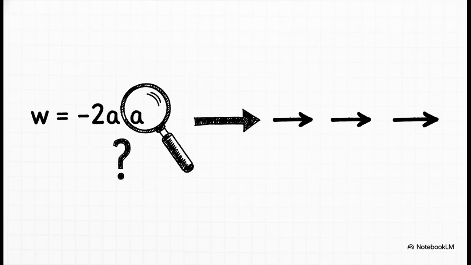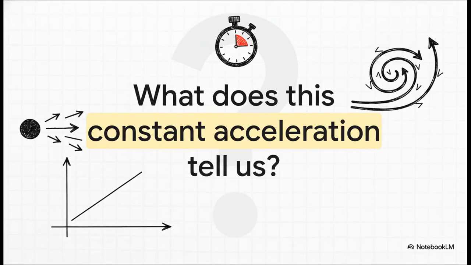And what does that mean? It means the acceleration of our particle is constant. It does not change at all, no matter how much time passes. So what does that actually mean for the particle's journey? A constant acceleration should immediately ring a bell. It should make you think of a very specific and very common type of motion. What do you think it is?